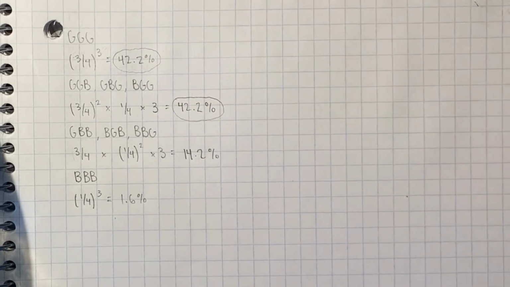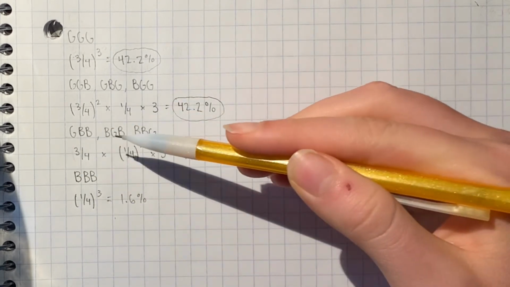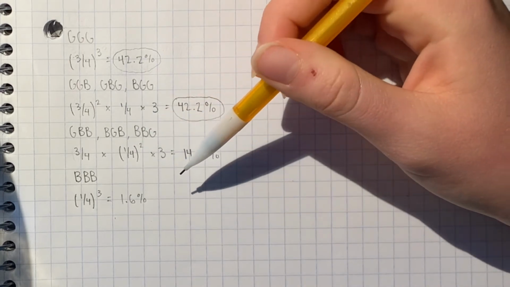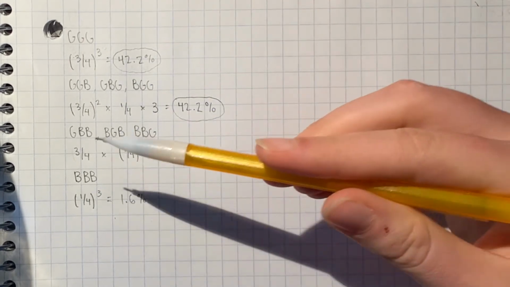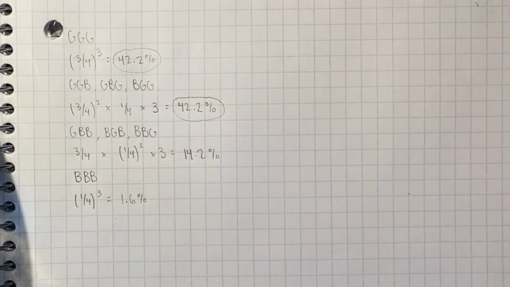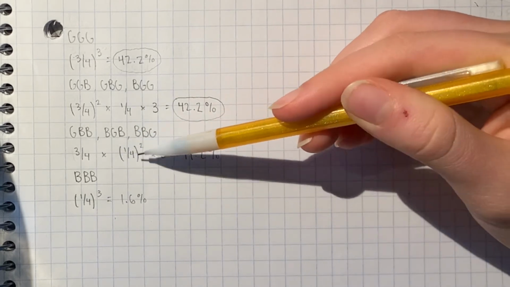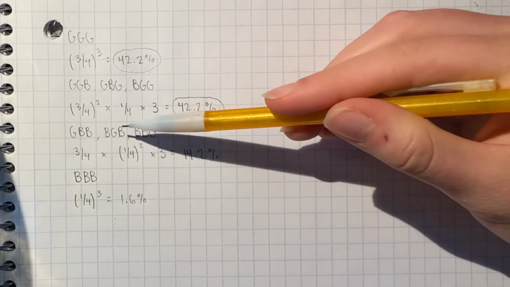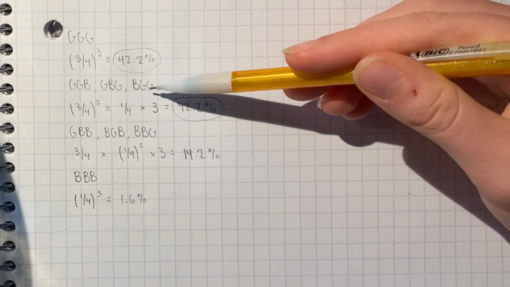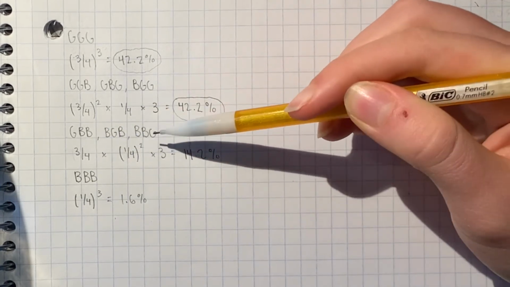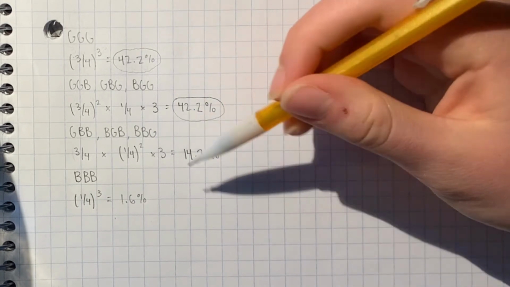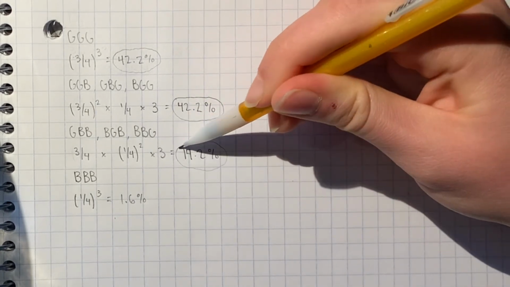Cool. So now I have GBB, BGB, BBG, which we've established that order doesn't matter, but it's still important to include these. So I did 3/4, basically to the power of 1, because there's 1 green, but can't forget that green. Then I multiplied that by 1/4 to the power of 2, because there are 2 blues. Multiply that by 3 because of the same reason as the previous one. There are 3 possible ways to get 2 blues and 1 green. So I multiplied it by 3 to get my answer as 14.2% probability.